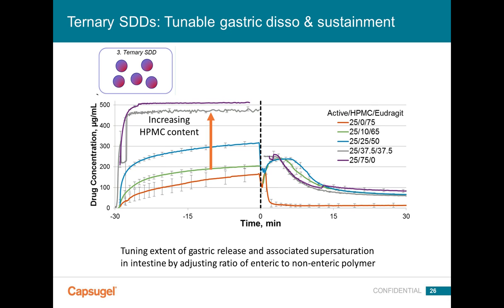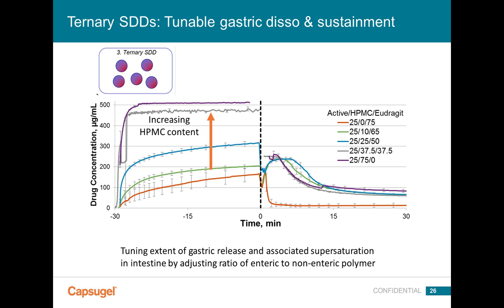In the third geometry, we have all three of the components for the multi-component formulation sprayed into one SDD particle. And this architecture has some interesting enhancements. On the right side of this gastric to intestinal transfer test, we can see that the ternary SDDs achieve similar performance to that of the other architectures. We have our enhanced sustainment, higher Cmax, and higher AUC.